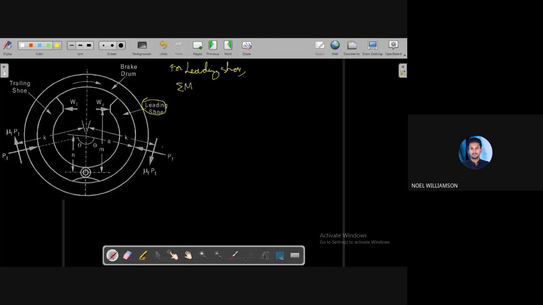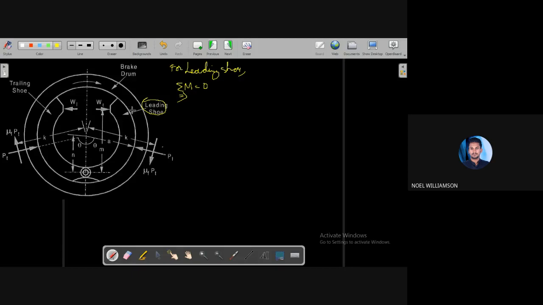Sigma M equal to 0 implies the forces. What forces are there? We are considering now the case of the leading shoe. So W L into the perpendicular distance, then the frictional force mu f into PL, which is acting in this direction. Here we are considering the shoes. So compared to the motion of the drum, it will be moving in this particular direction.